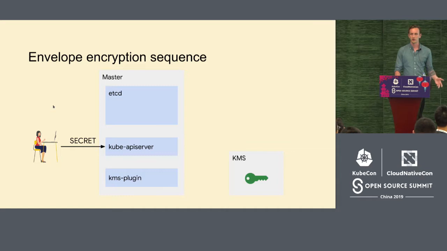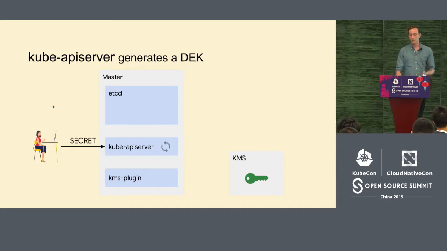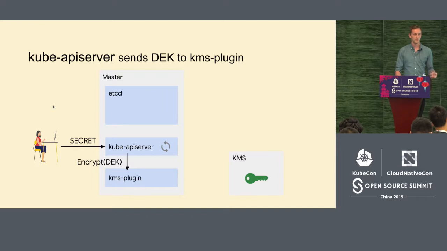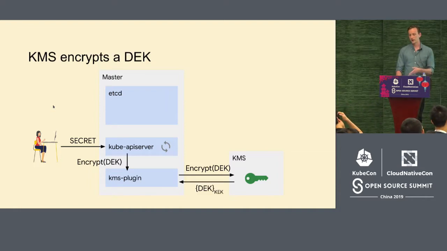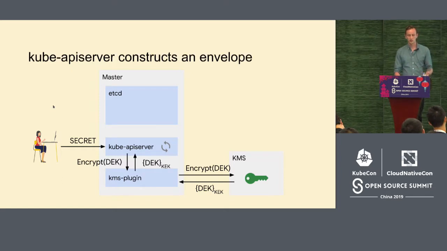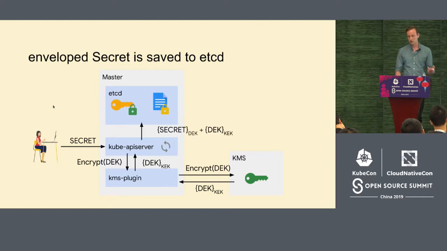Say your user, your operator submits a new secret, pushes it to the API. kube-apiserver then generates a new DEK. It encrypts the data with the DEK. Then it calls the encrypt RPC towards the KMS plugin with a plain text DEK. That gets proxied over to the KMS provider using that specific API. KMS provider encrypts the DEK with the KEK, returns back the encrypted blob that gets returned back to the kube-apiserver. kube-apiserver appends the encrypted data in an encrypted DEK and stores that envelope in etcd.